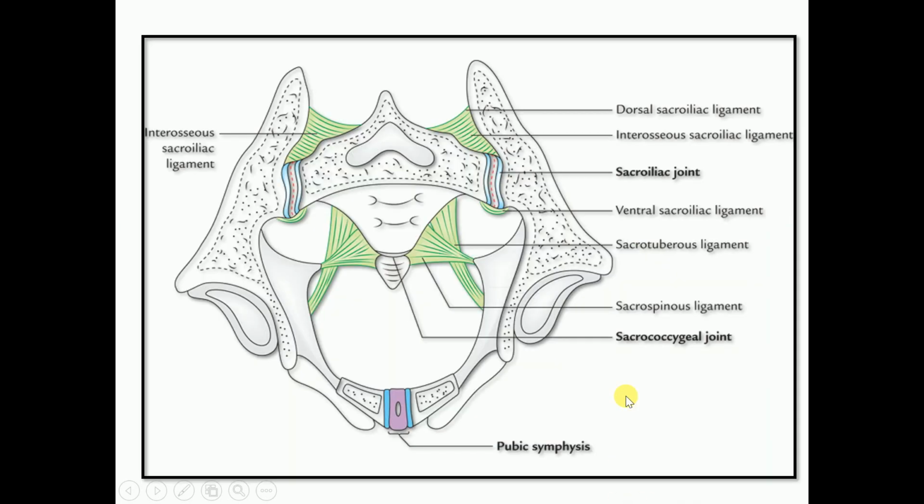Now, this diagram shows the pubic symphysis, where there is a fibrocartilage disc between the hyaline plates of the pubic bones. This one is the sacroiliac joint. This one is the intraosseous sacroiliac ligament, dorsal sacroiliac ligament, ventral sacroiliac ligament, sacrotuberous ligament, and sacrospinous ligament. So all these ligaments strengthen and stabilize the sacroiliac joints.